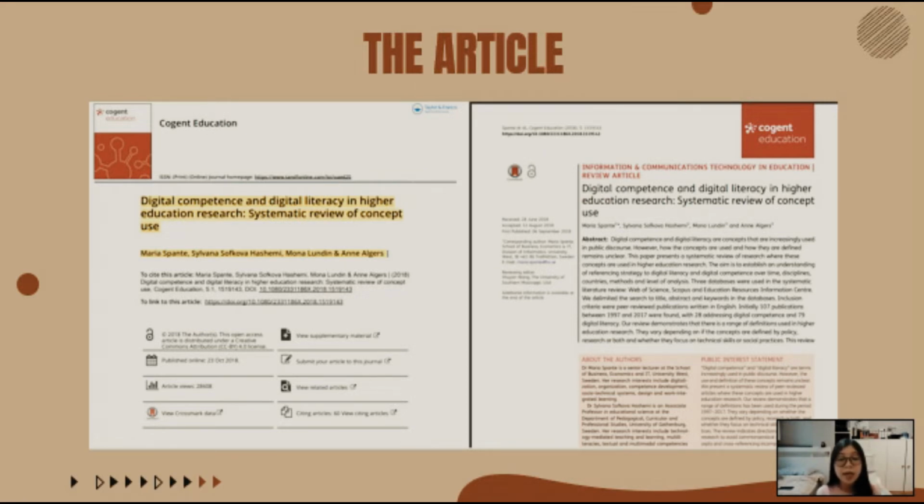Use. This article presents a review of many research about digital competence and digital literacy concepts that are used in higher education. The aim is to establish an understanding of referencing strategy to digital literacy and digital competence over time.